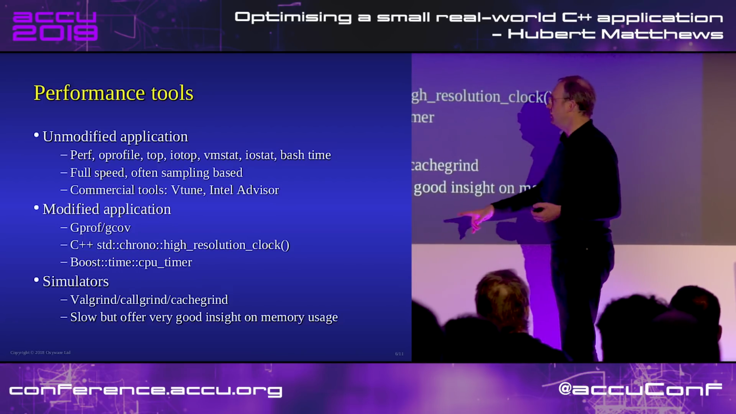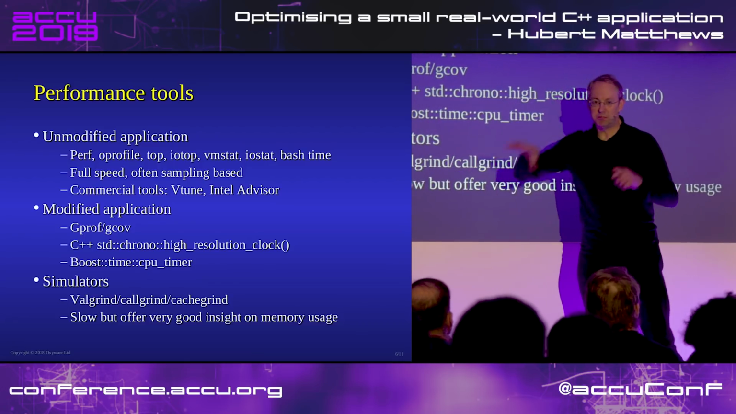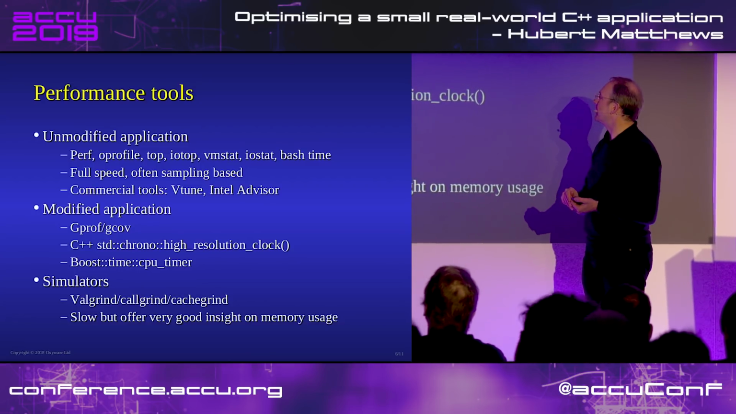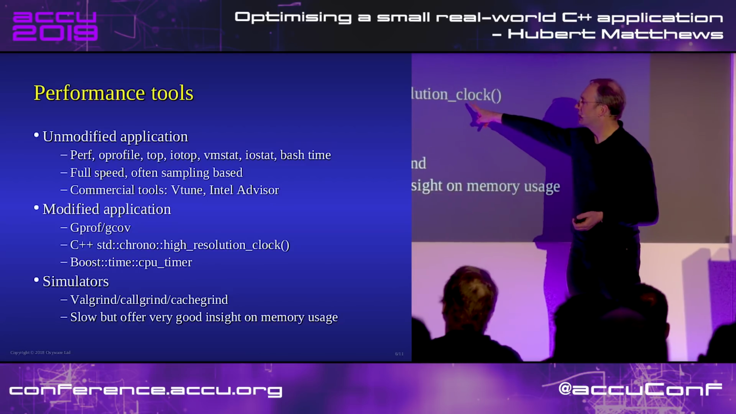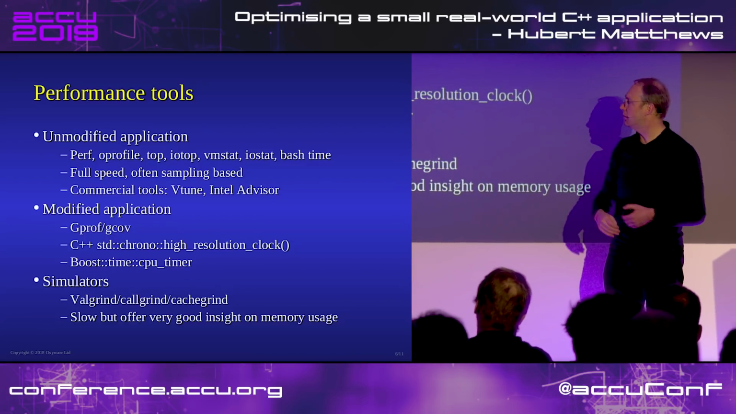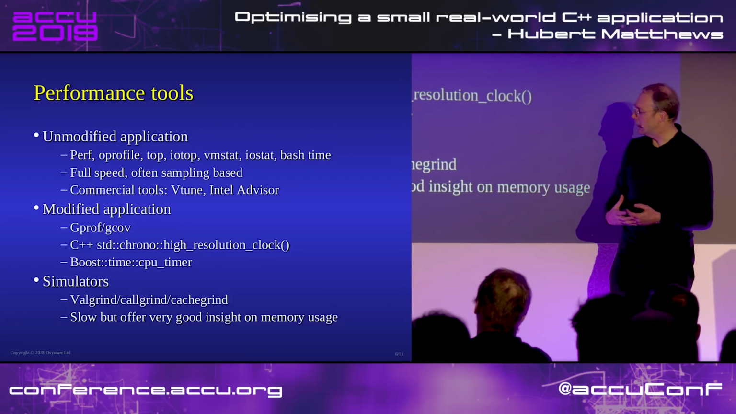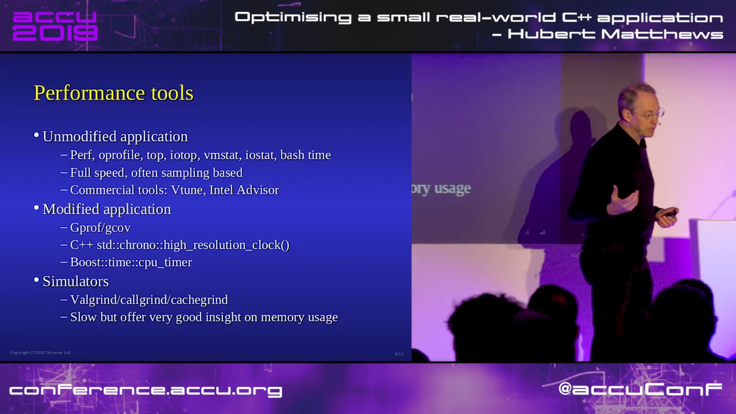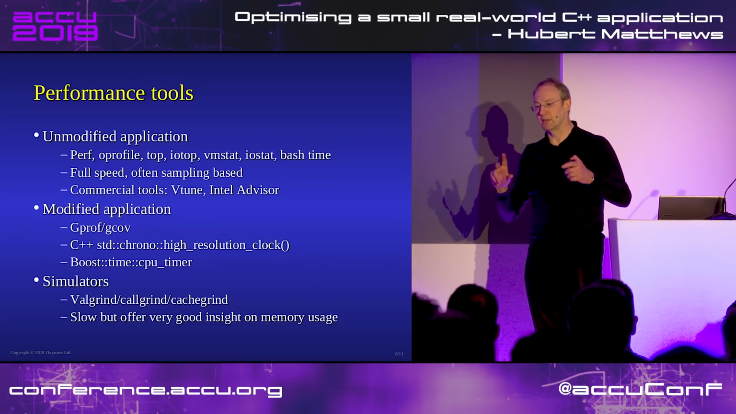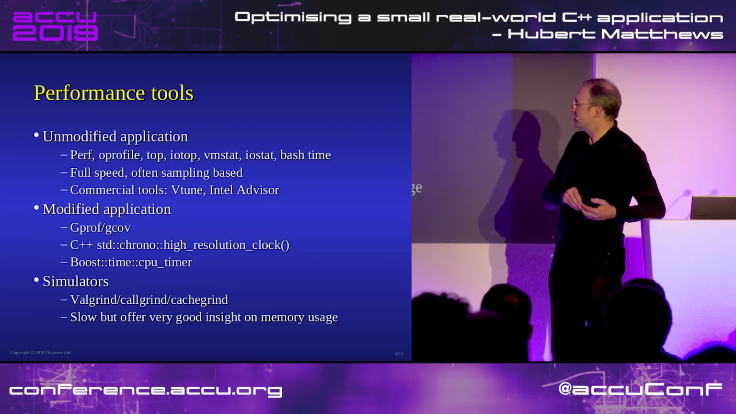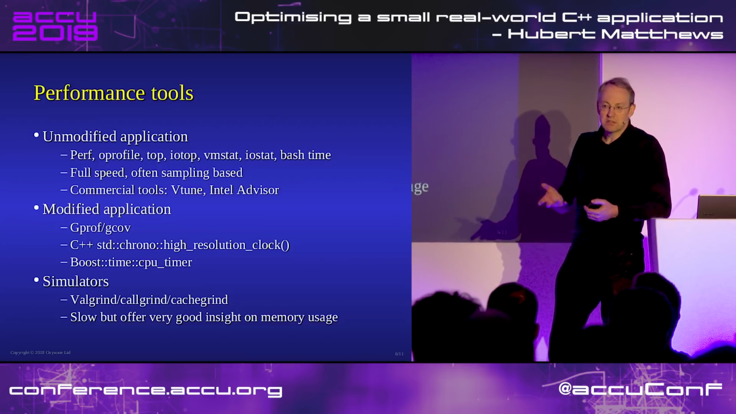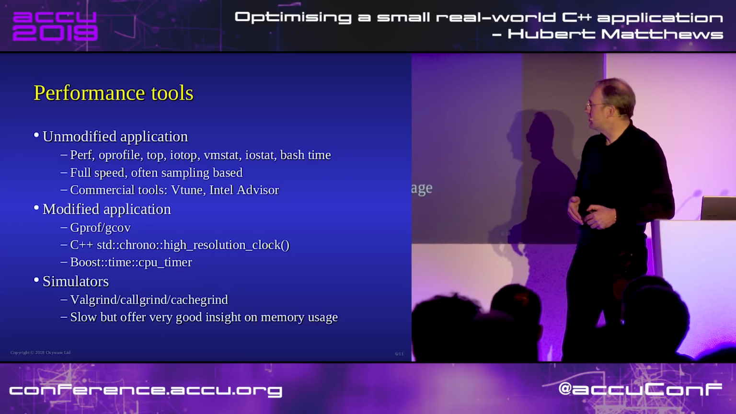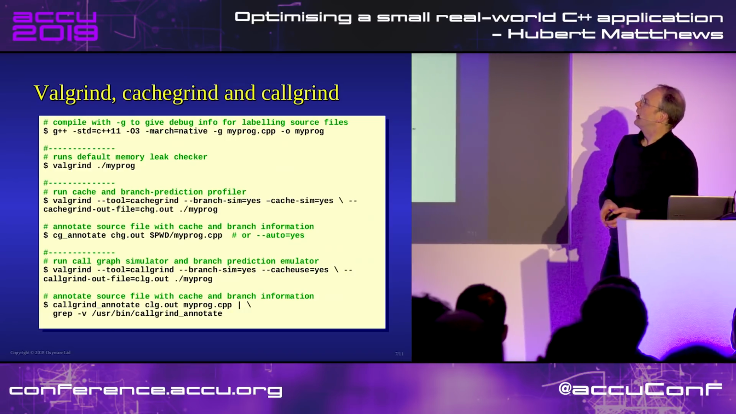You can modify your application. You can start compiling it with gcov, gprof, and other things like that to try and see what's inside. I'm not going to do that today, but that's another option. You can use a high-resolution clock for timing bits of code. Boost has a CPU timer. I'm going to spend a little more time today on the simulators, the valgrind tools. So callgrind, cachegrind, there are annoying differences between the two. We'll talk about that in a moment. They're slow, they can be several orders of magnitude slower, but they give you very good insight as to what's going on with memory usage.